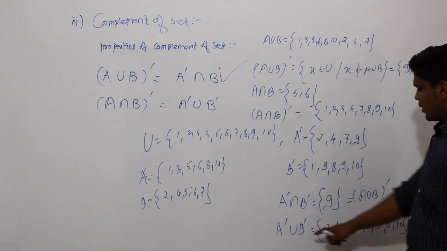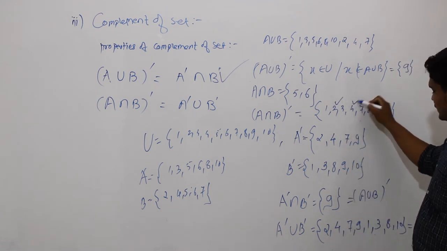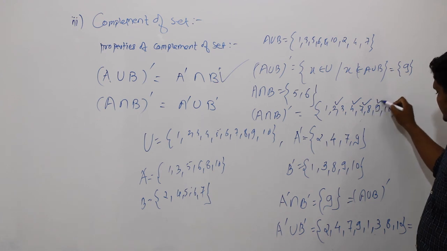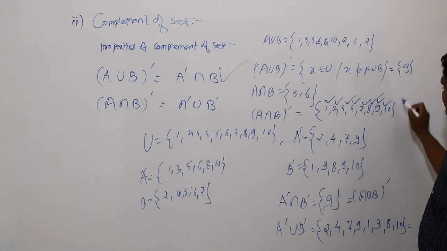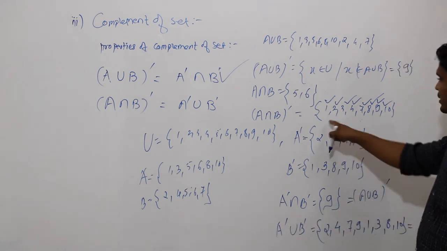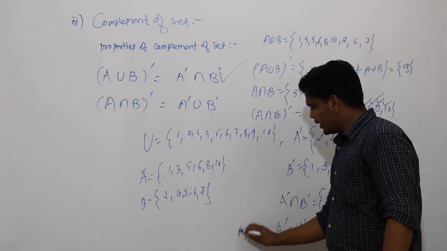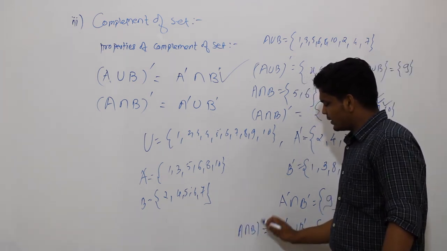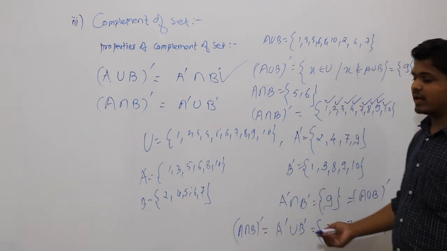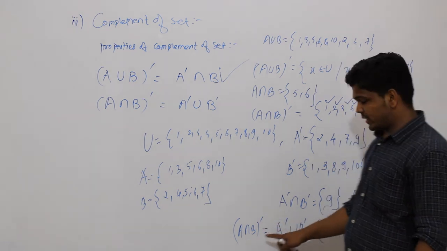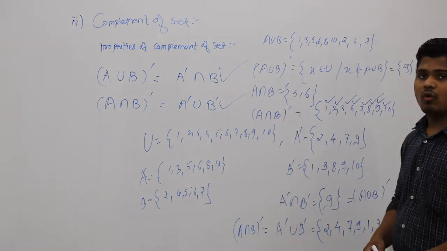Now observe carefully here. What is my A dash union B dash? It is nothing but 2, yes it is there; 4, yes; 7, yes; 9, yes; 1, yes; 3, 8, and 10. Meaning my A dash union B dash has become the complement of A intersection B. Meaning the complement of the intersection is nothing but the union of complements. That validates your second law of De Morgan.